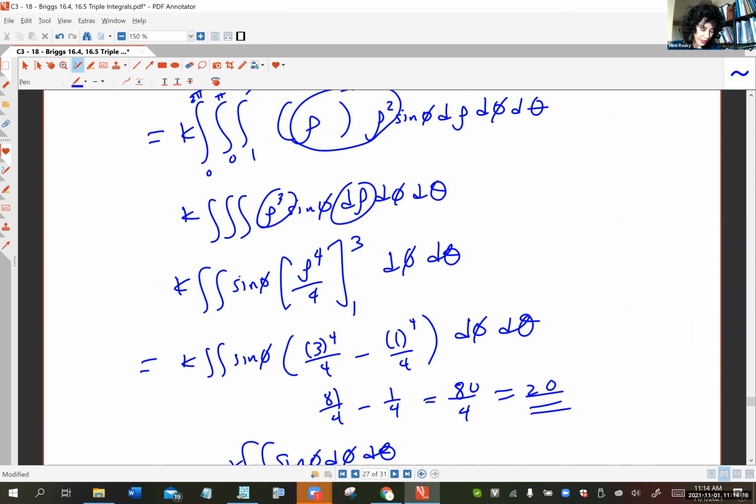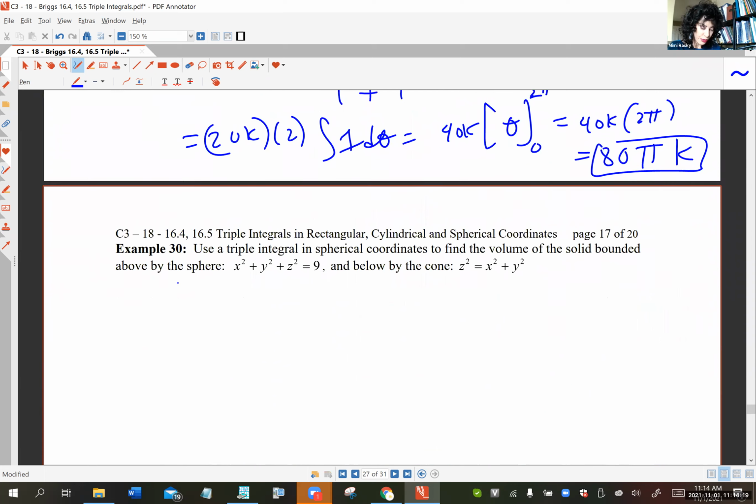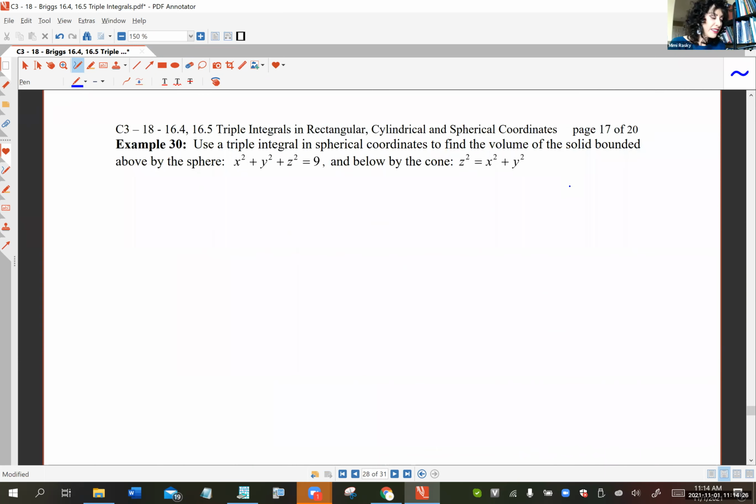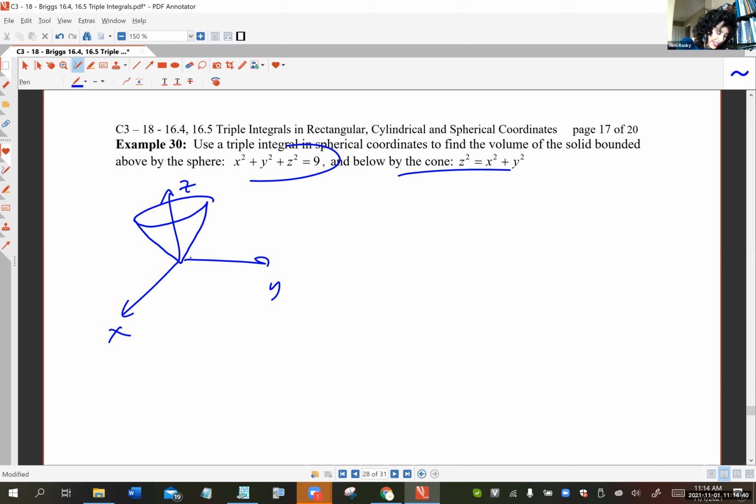So now let's take a look at example 30. This is involving the cone. Remember, I told you I'm not a really big fan of cones for spherical. But here they're asking us to find the volume of a solid bounded above by a sphere and below by a cone. So this is a little tricky to even visualize the solid. The cone is actually a double-napped cone, but we don't want the whole double-napped cone. How do I know? Because they want us to have it bounded below by the cone.